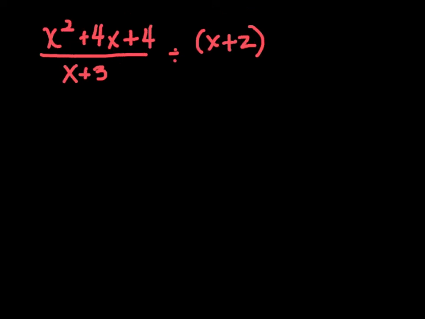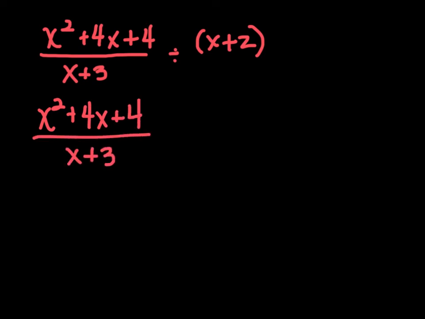Here we go. Let's remember our favorite song. Dividing fractions is easy as pie. Flip the second and multiply. So we're going to rewrite this first as the first fraction times 1 over the second fraction. Flip the second and multiply.